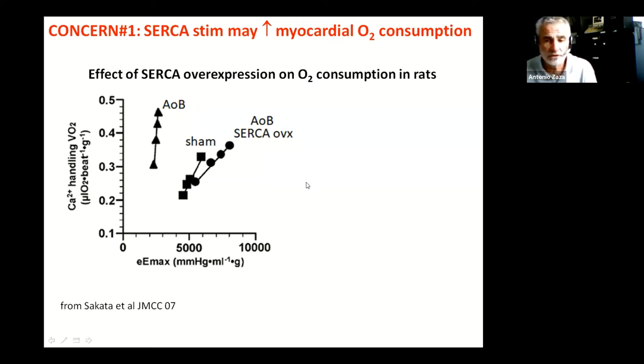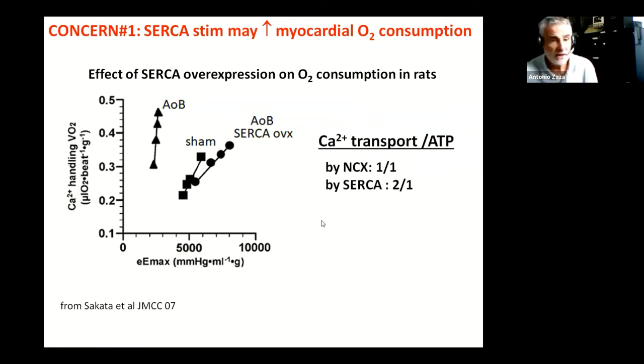And then they superimposed SERCA overexpression. And you see that overexpressing SERCA actually decreases the steepness of this relationship below the sham level, from the aortic banding level to below the sham level. Therefore, it is clear that overexpression of SERCA preserves energy instead of increasing energy. And we can easily figure out why. And this is because calcium transport per ATP molecule consumed is 1-to-1 if calcium is handled by the sodium-calcium exchanger, and 2-to-1 if the calcium is handled by SERCA. And I shortly ago told you that the two mechanisms compete for the same calcium pool.